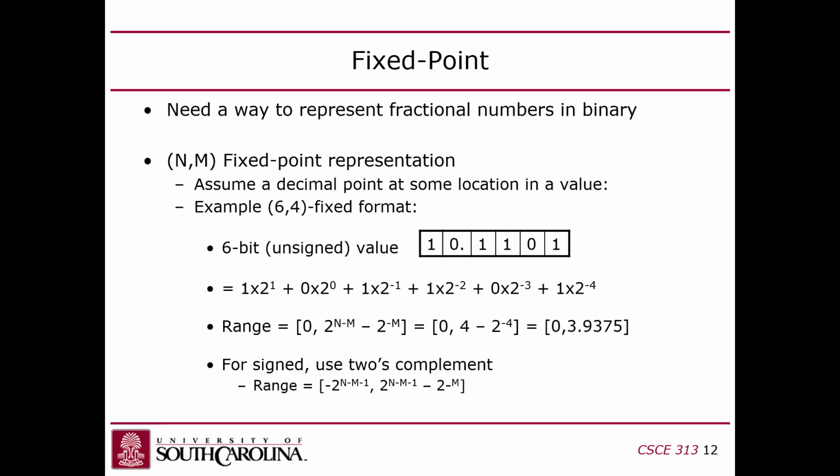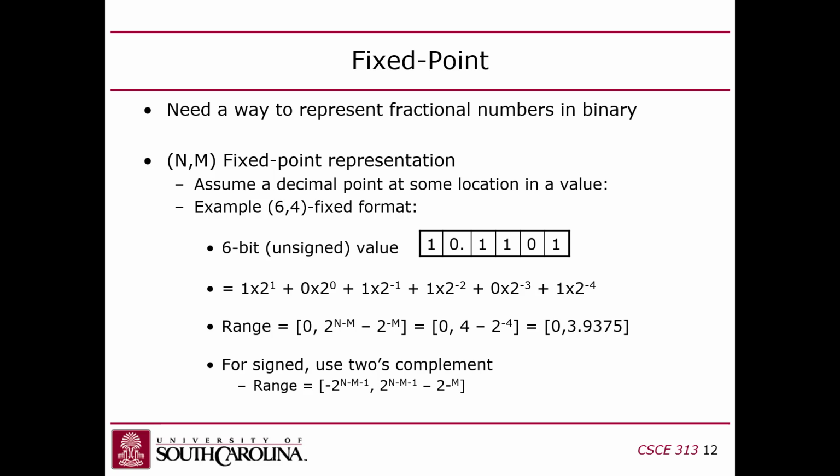So that way, if the number is 101101 in binary, which in hex would be 2D, right? Because that's a 2, and 1101 is a D in hex, right? So if I had that number, I would interpret it as being 2 and 13/16. Why? Because if I look at the least significant 4 bits, I'm going to say those are fractional bits, so those represent 16ths. You guys with me?